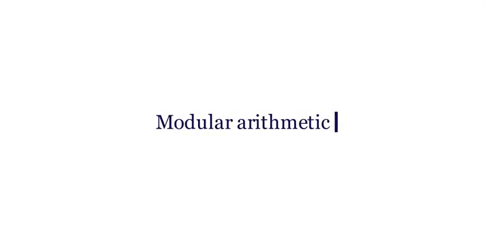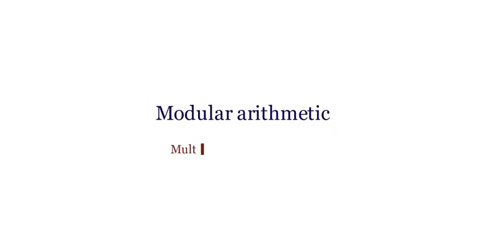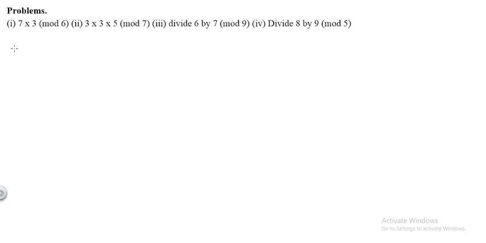In this video, we're going to talk about modular arithmetic. We're going to be looking at problems that relate to multiplication and division of modular arithmetic. For our first problem, we are told to find 7 times 3 in modulo 6.